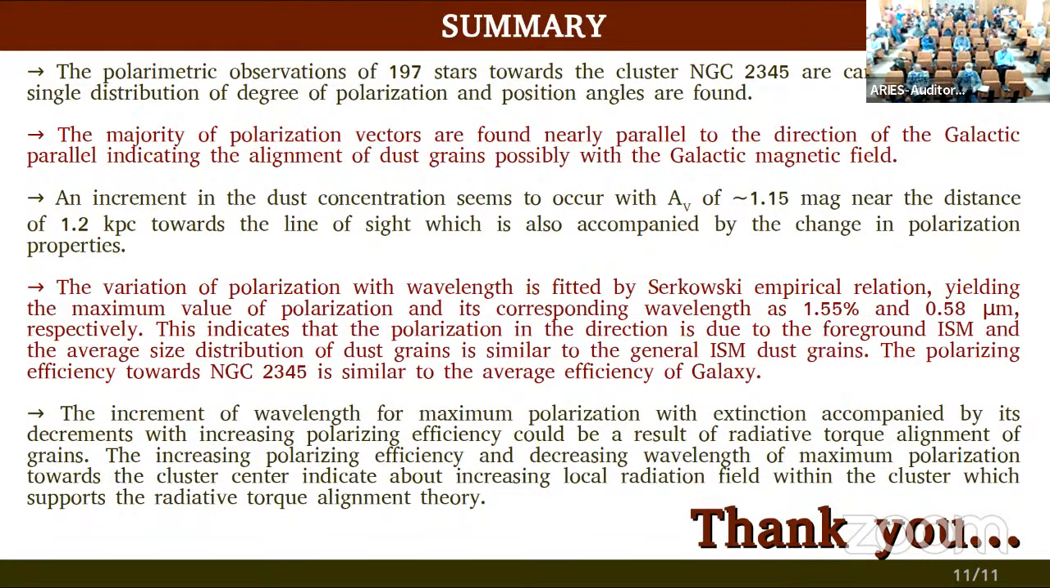Question: What is this dust concentration due to at that distance? You mentioned a dust concentration at a distance of 1.2. What is it due to? Due to the dust layer, meaning a dust layer occurs at that distance. So the increase in the extinction and the increase in the polarization occurs at that distance.